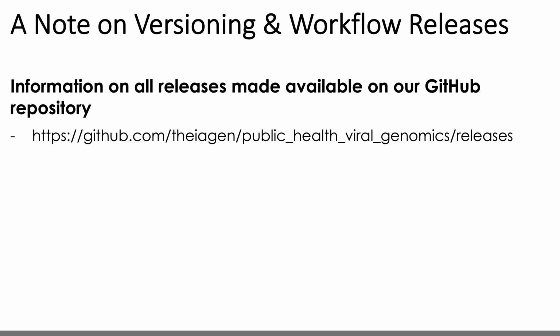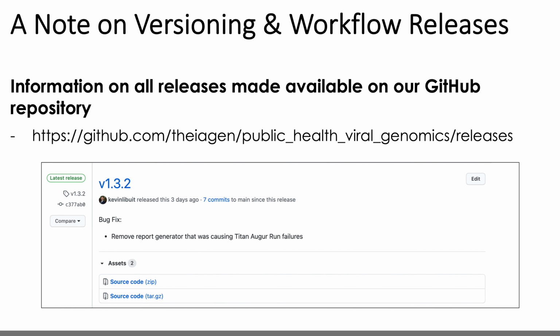And it's important to note that since all of our SARS-CoV-2 workflows are linked within the Public Health Viral Genomics repository, updates or patches to one workflow will be reflected in the version available for all workflows. So, for example, here you can see that a patch update was made in response to errors being reported with the Titan Augur Run workflow. But the updated version, v1.3.2, is the tag you'll see for every workflow that I mentioned, since they all are organized in a single GitHub repository.